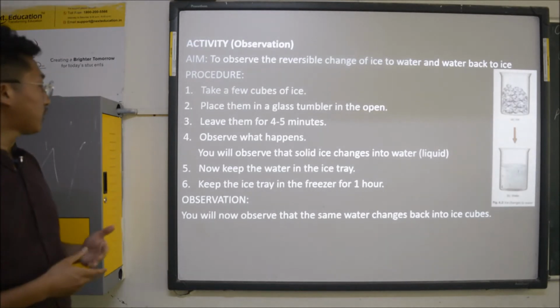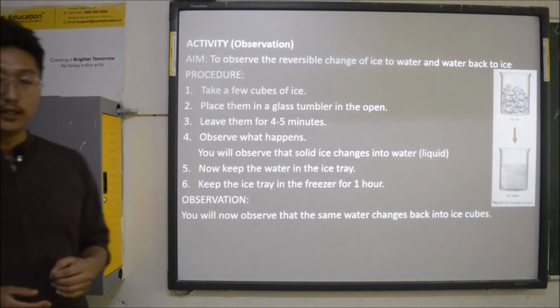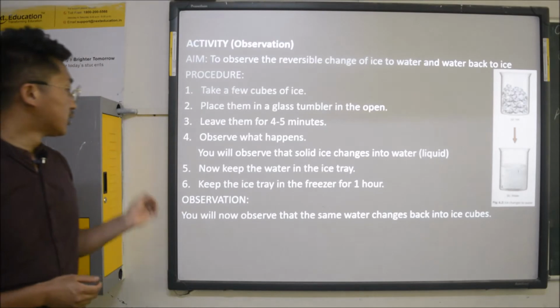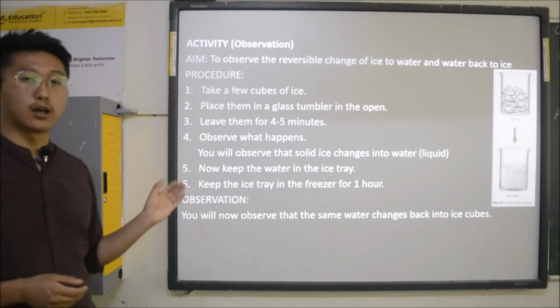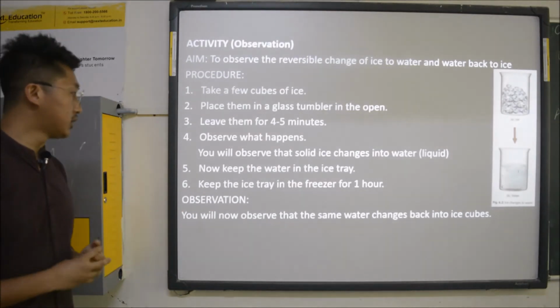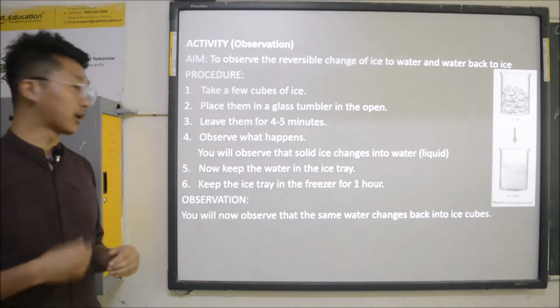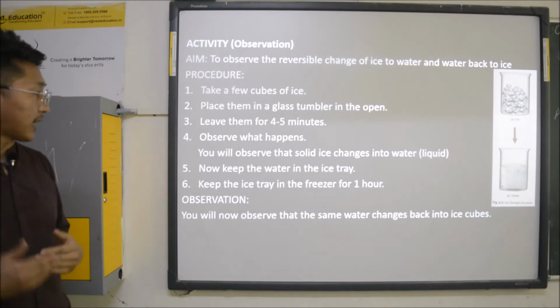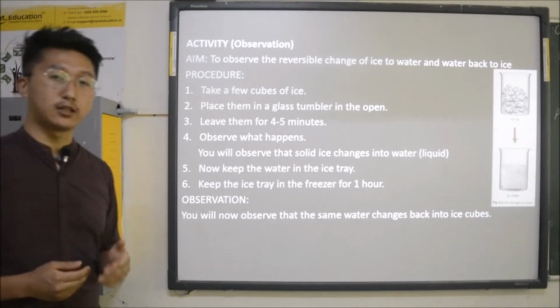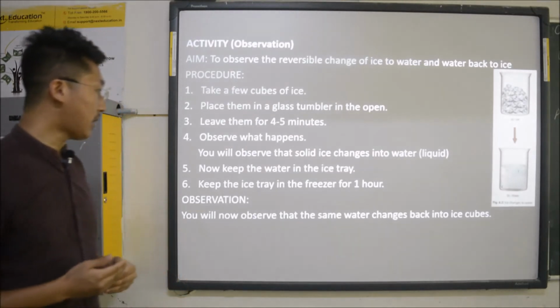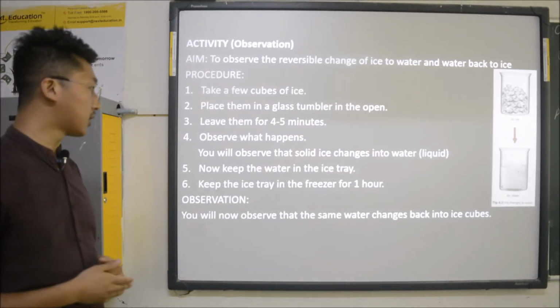In the fifth step, we now keep the melted ice, the converted water, in an ice tray. In the sixth step, we keep that ice tray in the freezer for an hour, and then we observe what happens after that.